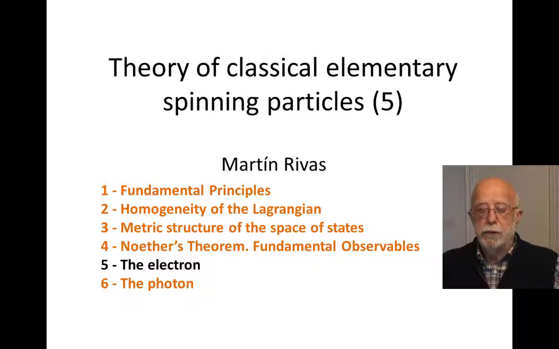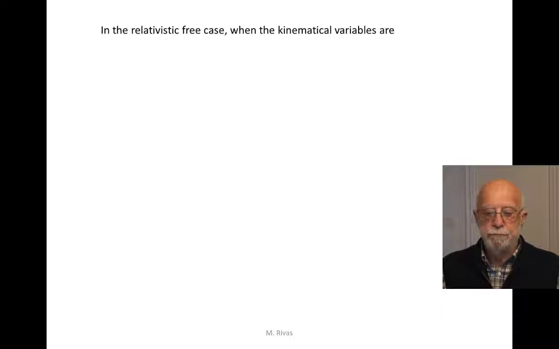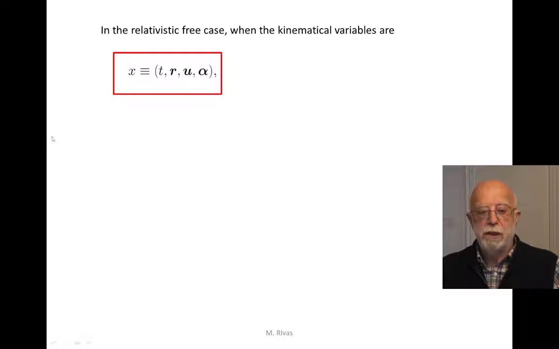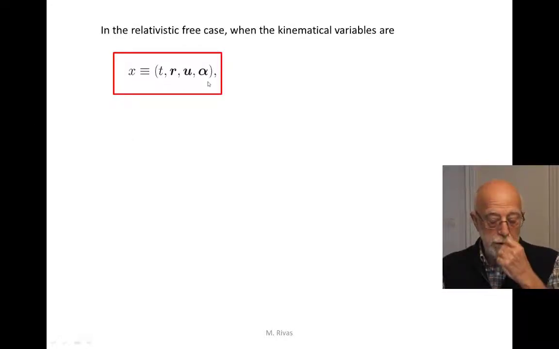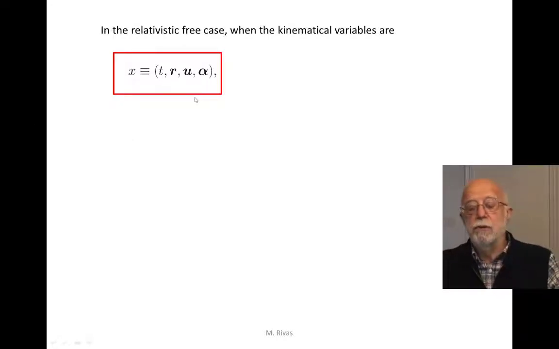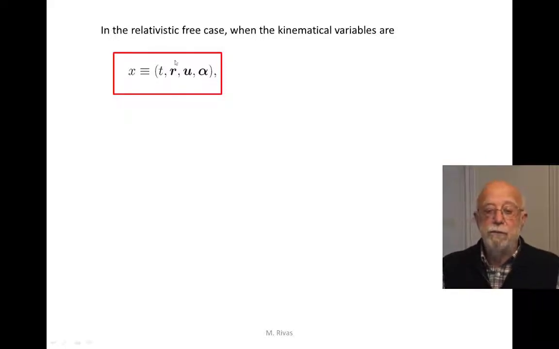In this lecture, we are going to analyze the classical structure of the spinning electron. It's part of the general formalism for describing classical spinning particles, and let us see how the electron is described. In the relativistic free case, when the kinematical variables are time, position, velocity, and orientation, which is the most general case, we are going to analyze this manifold, but with the constraint that the absolute value of u is c.